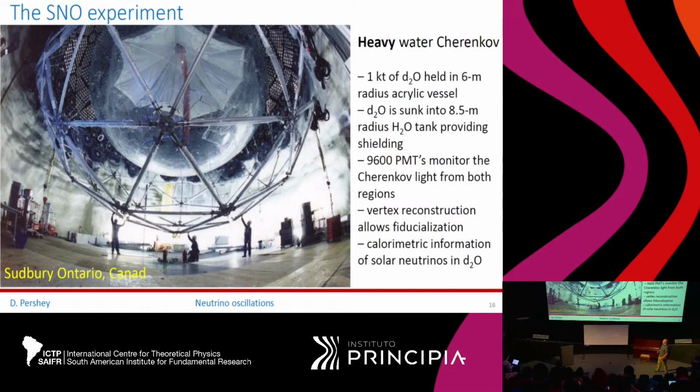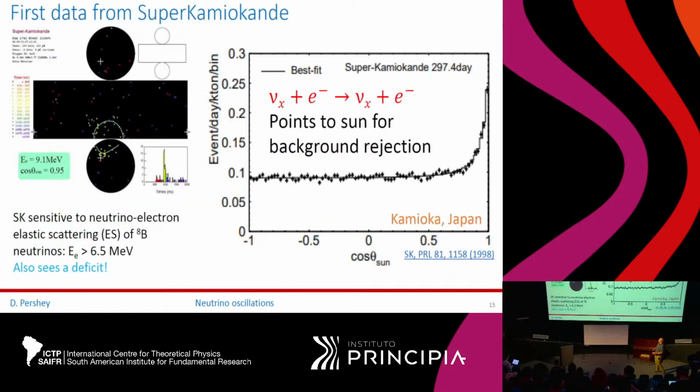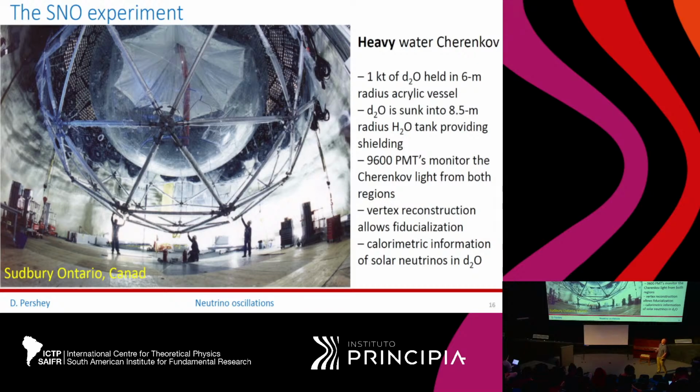Super K had a threshold of about 6.5 MeV, and saw a survival probability of about 35%, pretty consistent with what Davis saw. The next step, what really resolved this problem, was the SNO experiment. This is similar to Super K. It's going to be a water Cherenkov detector. The only catch here is SNO was a heavy water Cherenkov detector. That will be important on the next slide.